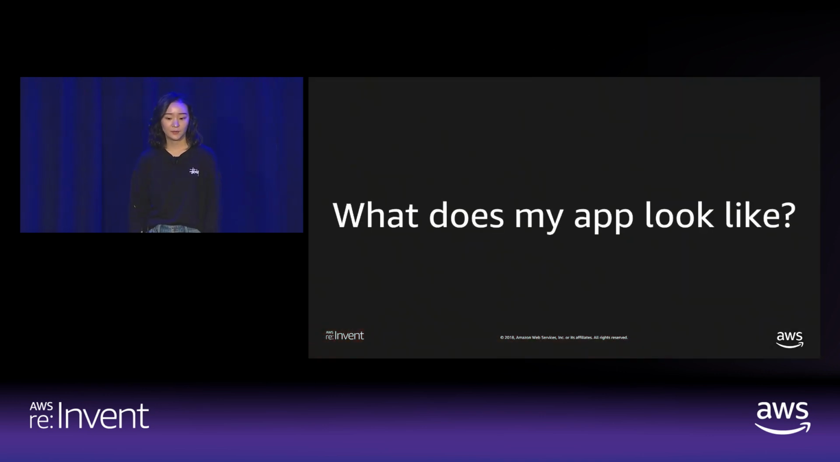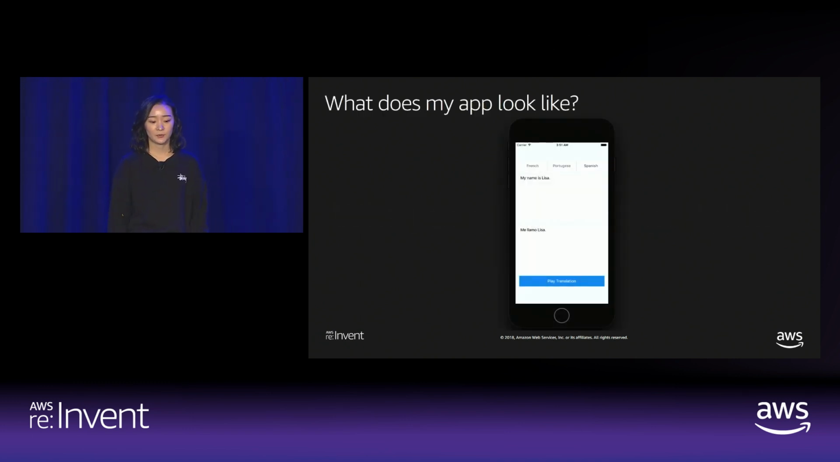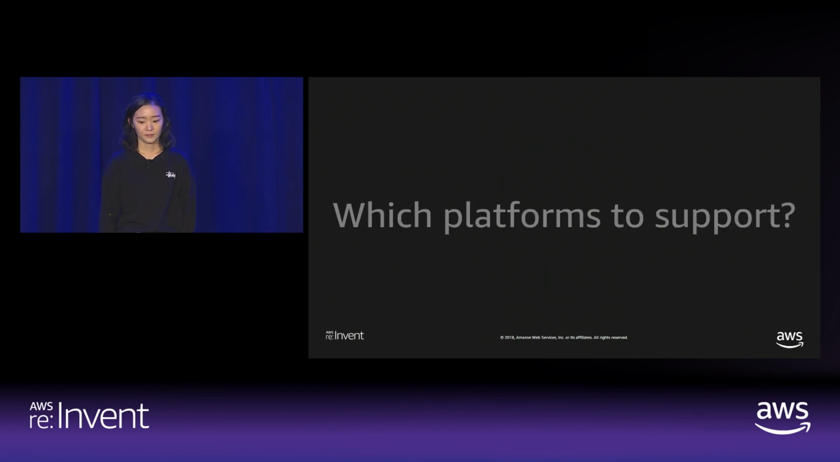Well, do I want to build a chat app, photo sharing app? No, I want to build a translation app. So I want to have support for multiple languages. So I'm going to have French, Portuguese, and Spanish buttons, and a text box that contains a sentence that I want to translate. And I want to also have a text box that contains a translated sentence, and a button that triggers the whole translation. So I know what I want to build. I know how I want it to look like.